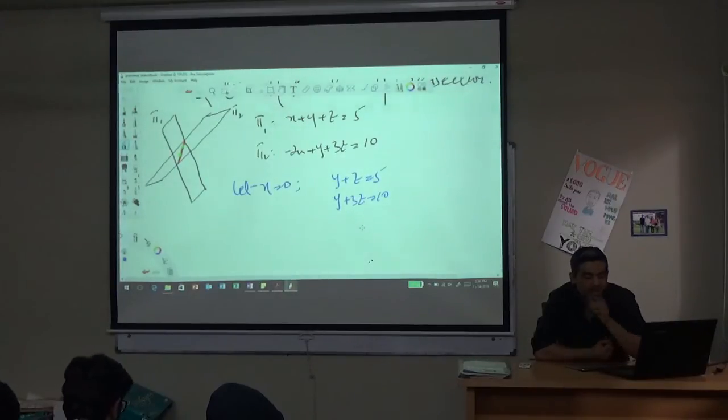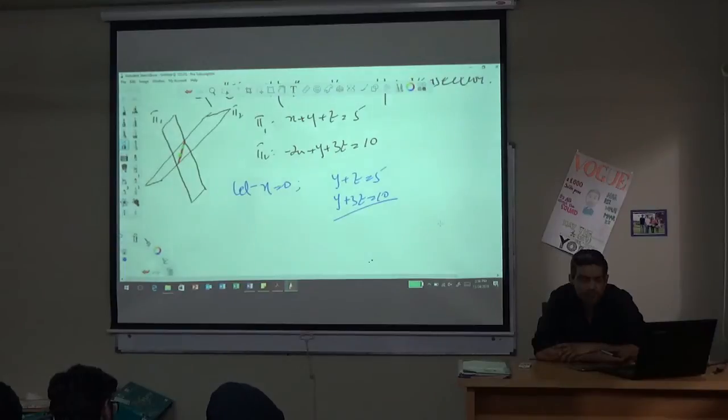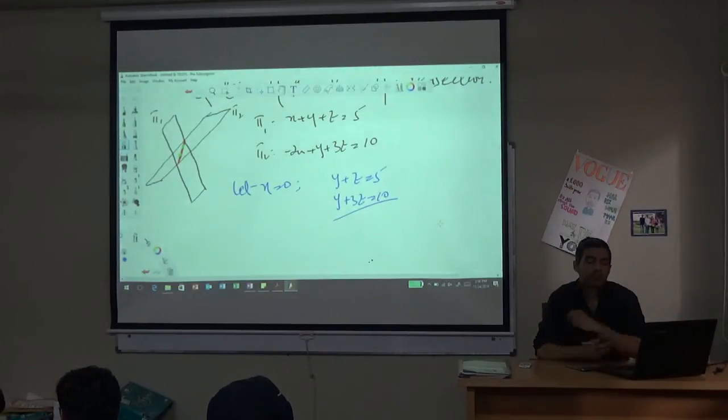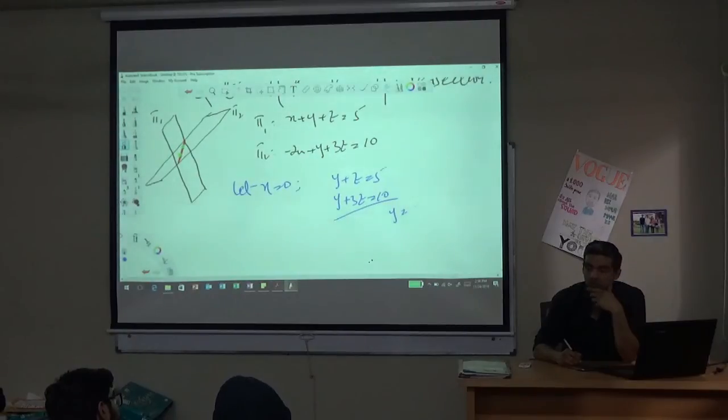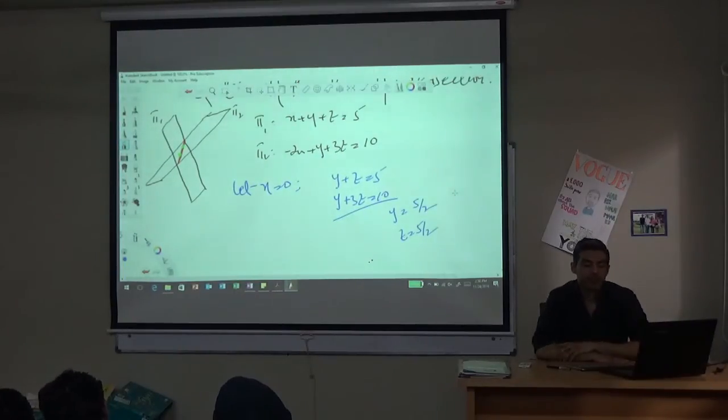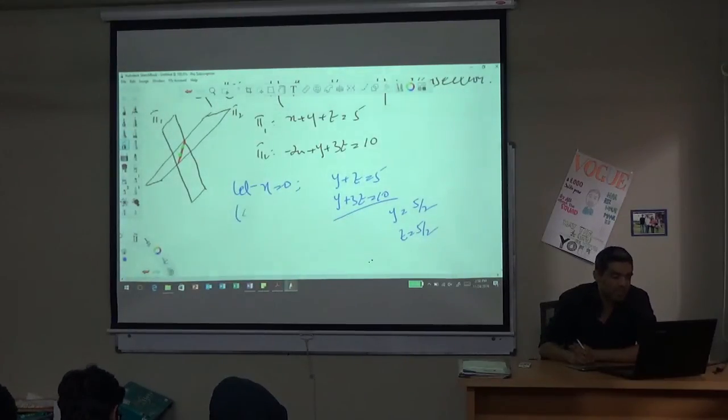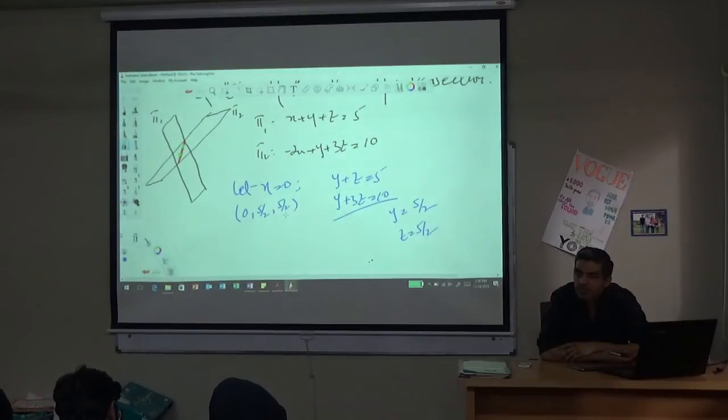Right? Now, can we solve these 2 equations simultaneously? Give it to me in fractions. z is 5 over 2, and y? Y is 5 over 2, z is also 5 over 2. Okay, so one point of intersection we have with us is 0, 5 by 2, 5 by 2. Are you okay with this?